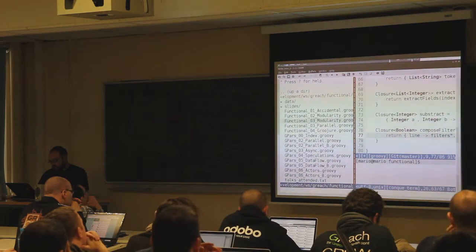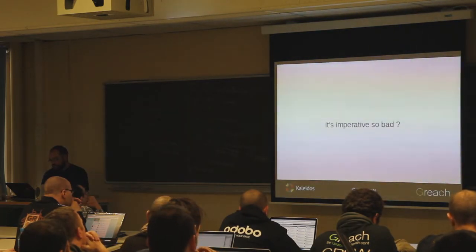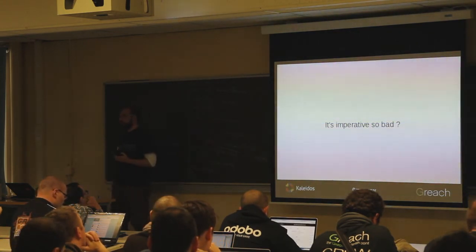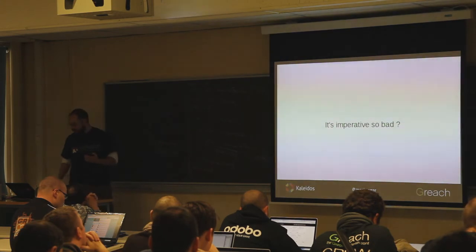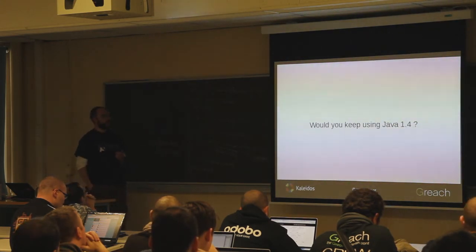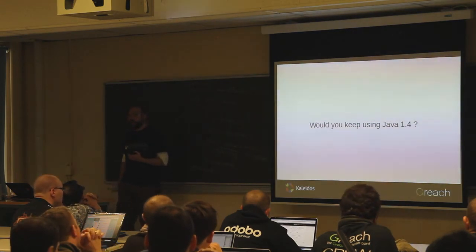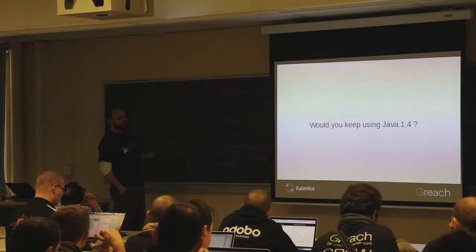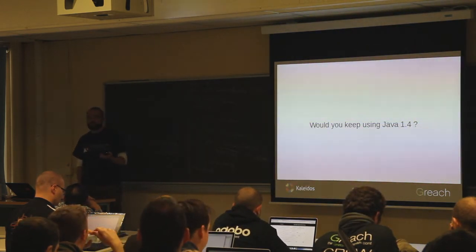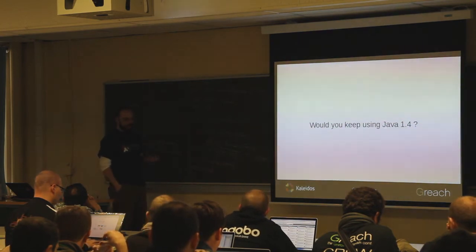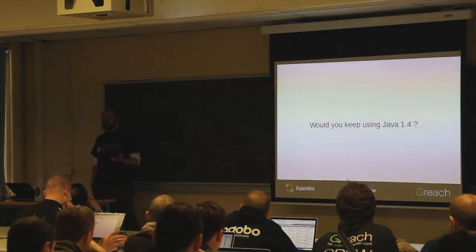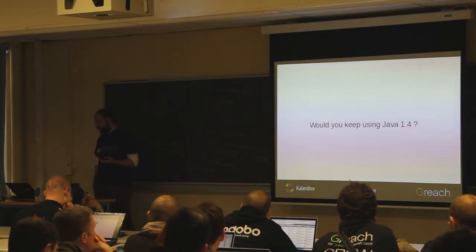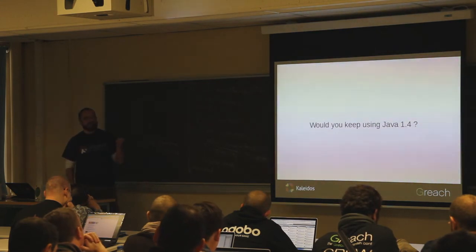Okay, so is imperative so bad? Well, I don't think it's bad, but let me reframe the question. Would you keep using Java 1.4? I mean, it was pretty stable at the moment. I was happy when I was using it, but then Java 1.5 came, and it was better. So why not check it out? I mean, maybe it brings some new features that are really nice, and it did. Okay, so I would say it's the same with functional programming.